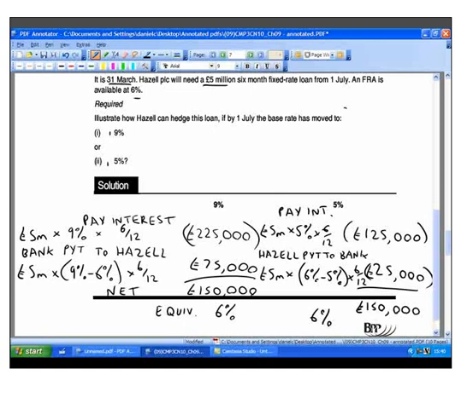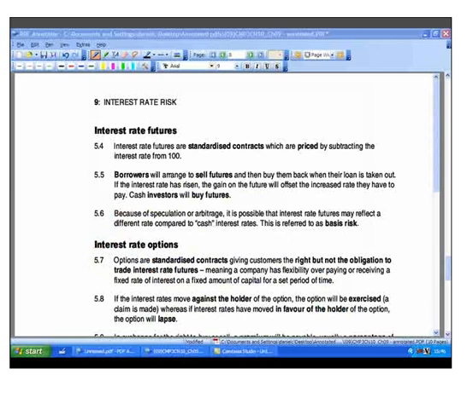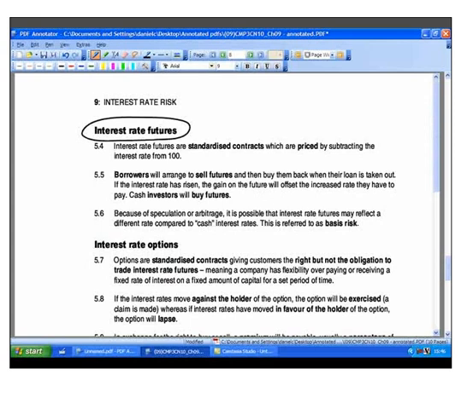One of the other tools that organisations can use to manage interest rate risk is interest rate futures. We previously looked at what futures are in general, and now we'll look at specifically how they can apply to interest rates. Interest rate futures, by convention, are priced by subtracting the interest rate from 100. So it's easiest to see how this will work by looking at some numbers.